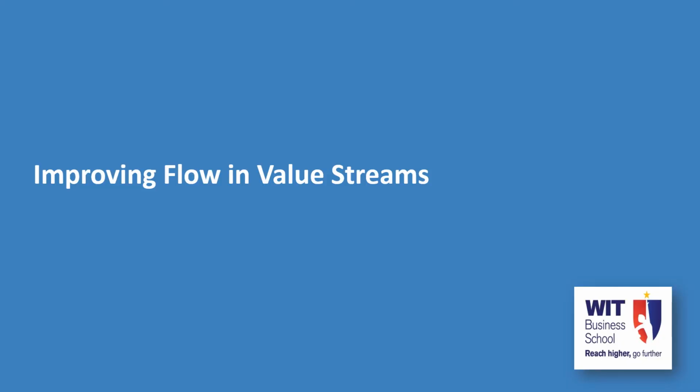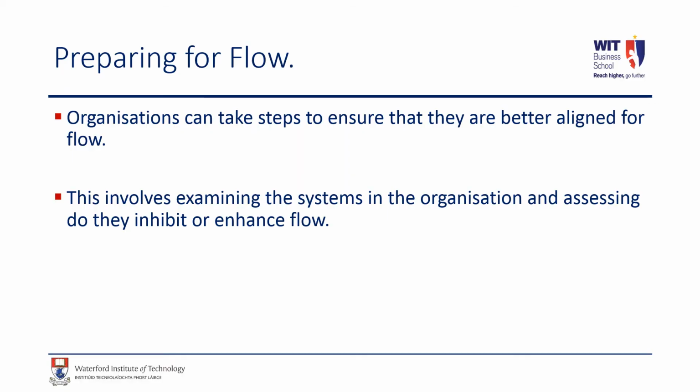So we might want to look at how we can actually improve flow and value streams. So really, that's the focus of this section. We're going to look at a number of different techniques. But it's important to realize that organizations can take steps to ensure they're better aligned for flow. And really what this involves is you taking a deep look at your organization's systems and trying to understand, well, do these systems inhibit flow or enhance flow? So do they prevent flow, or do they improve the chance that flow is more likely to occur?